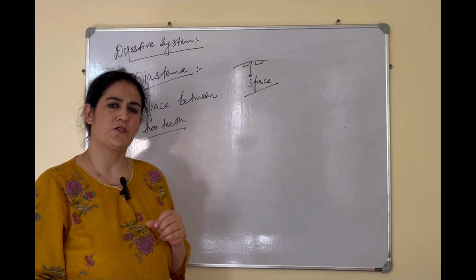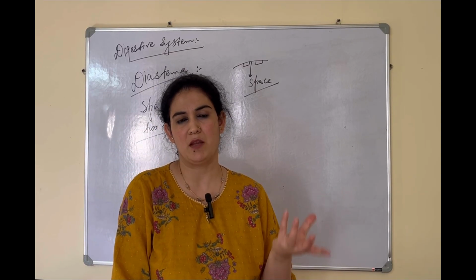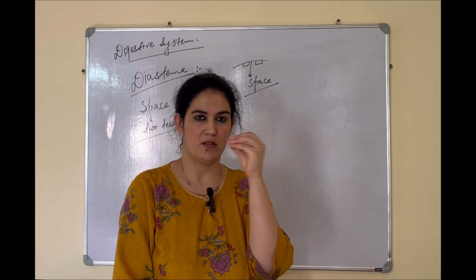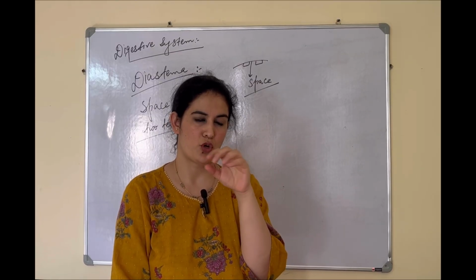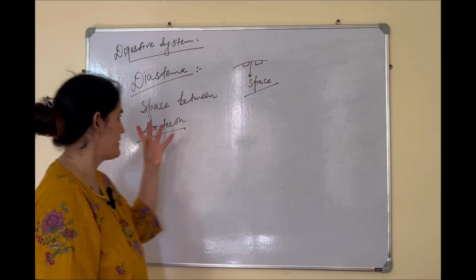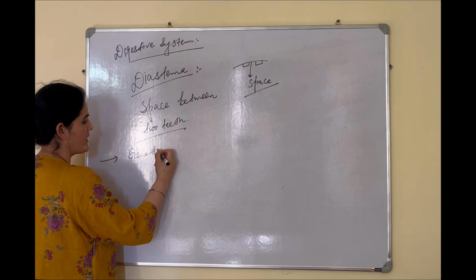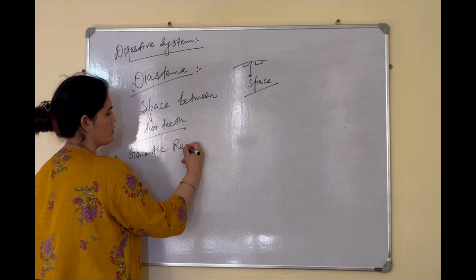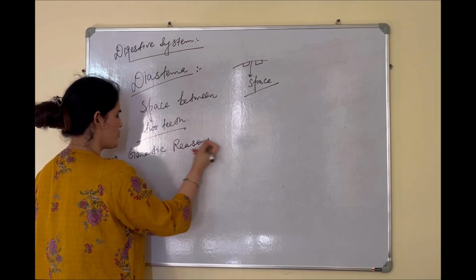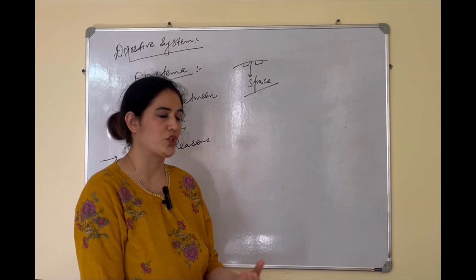And what are the reasons for this diastema? Why is it there? You have seen many people have, in the upper jaw, a space between the two teeth, and that is called the diastema. Look, students, maybe genetic factors are there, genetic reasons. If there is a family history or something, then it comes into the next generation.